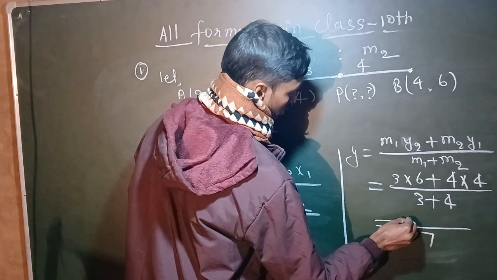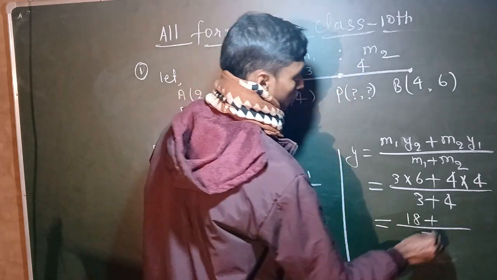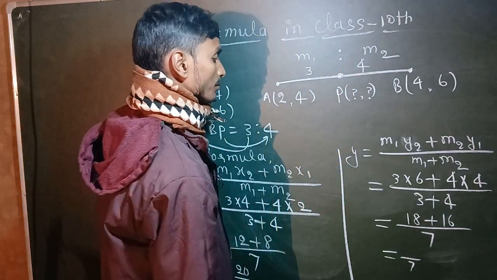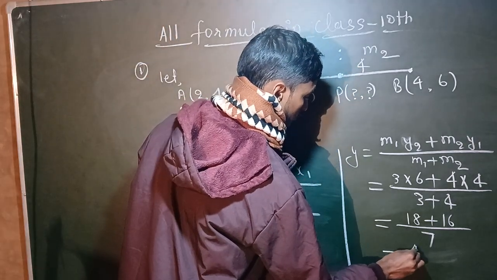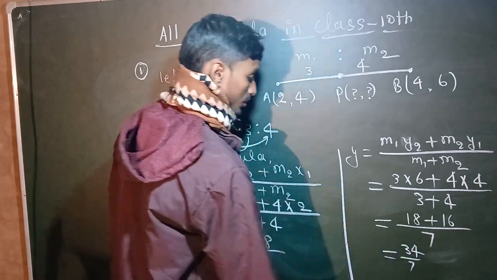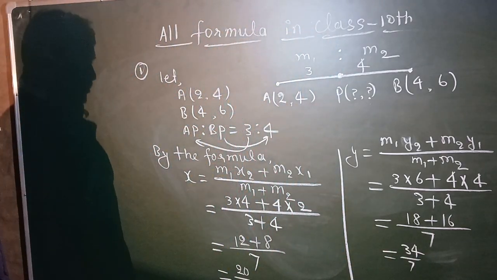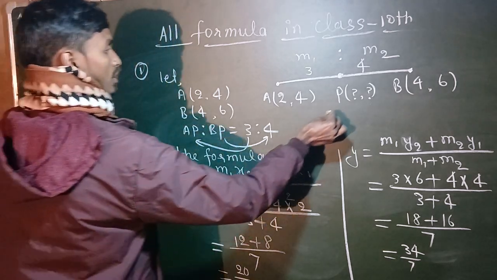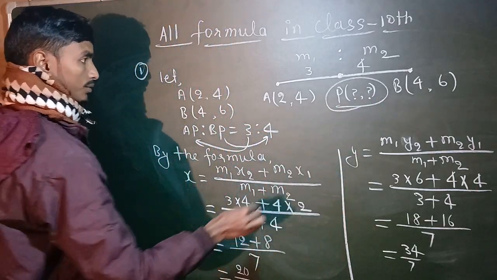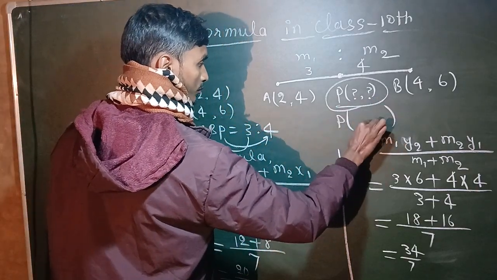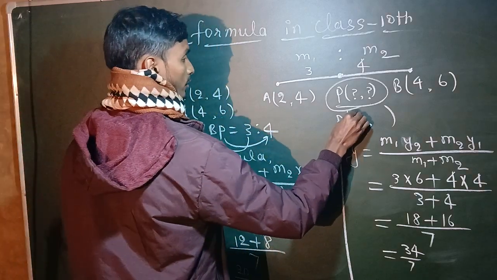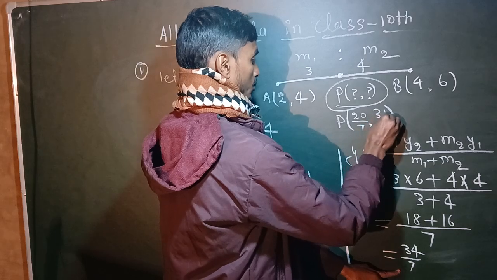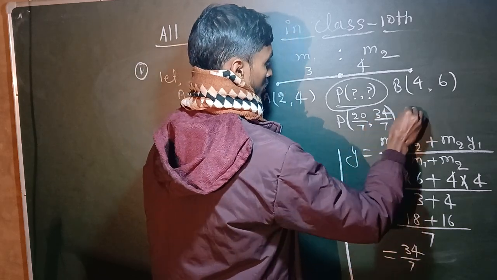6 times 3 is 18, 4 times 4 is 16, 34. I will find the given point. This given point I will find P. This is 20 upon 7 and y given point 34 upon 7. This is your answer.